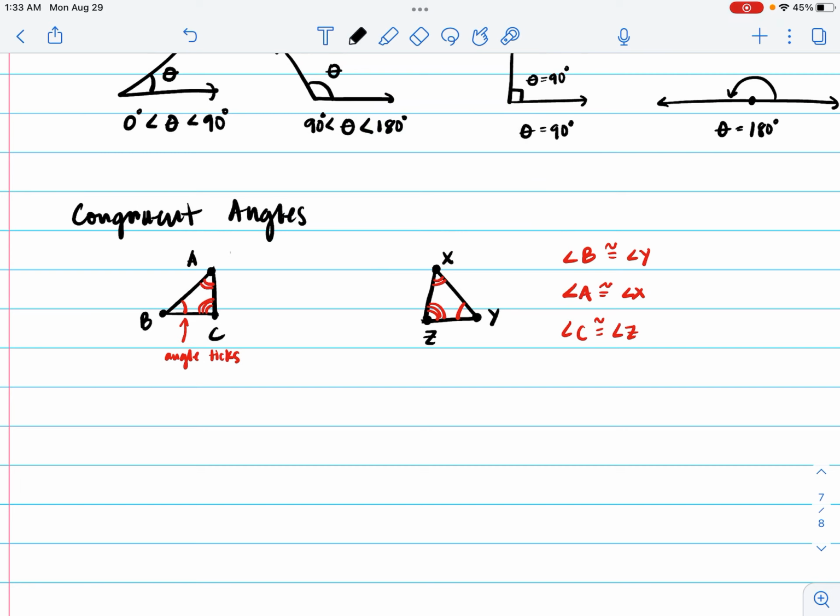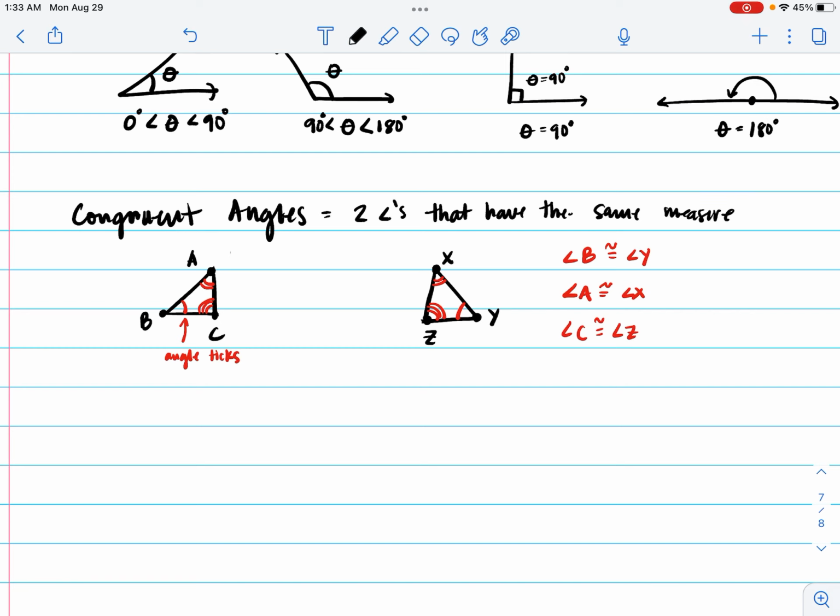If we want a proper definition for congruent angles, it's literally what we think it is. It's 2 angles, and I'm going to do a little shorthand here, that's angles, it looks like an L, sorry, that have the same measure. Ooh, same measure.